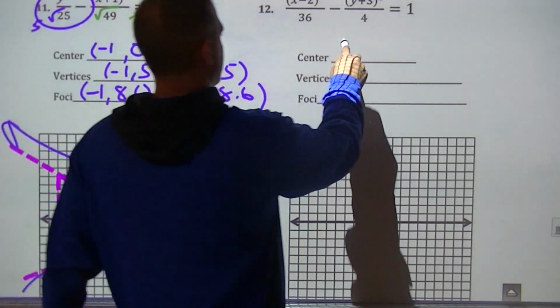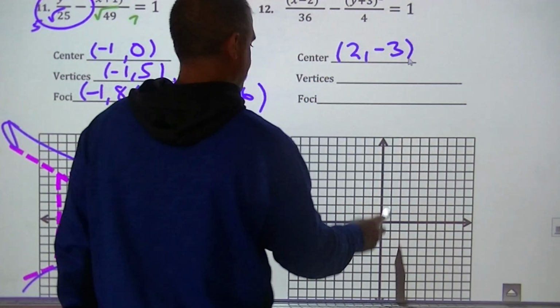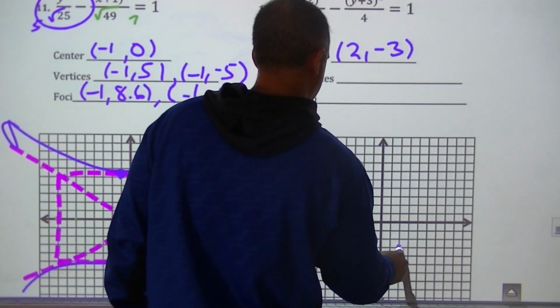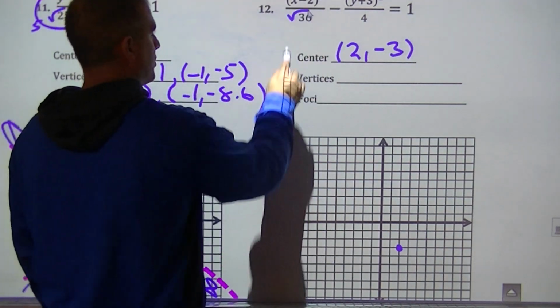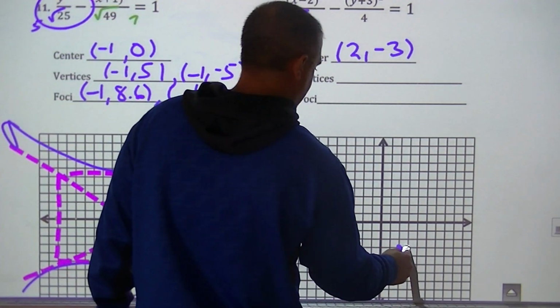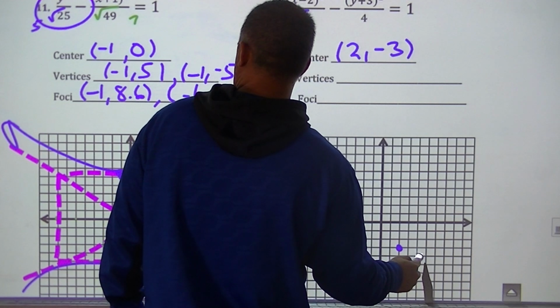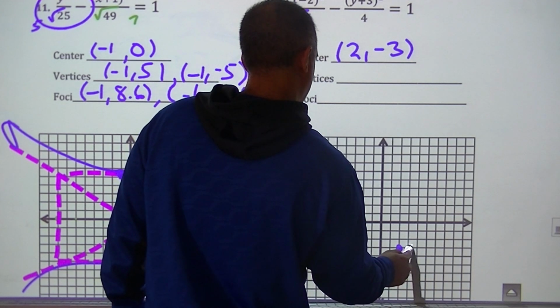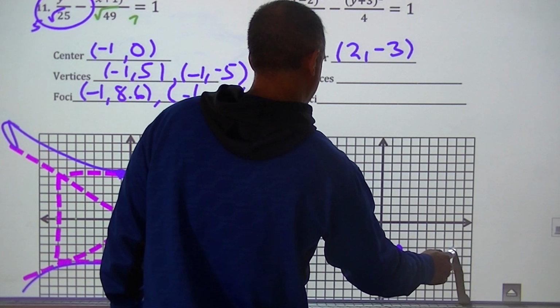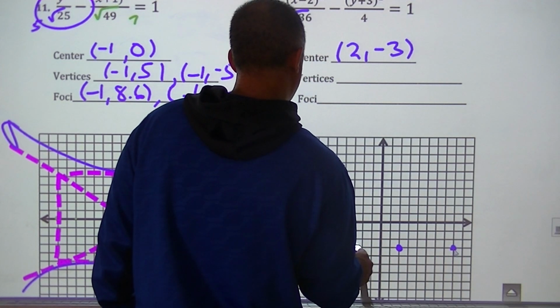This one, my center is 2, negative 3. 1, 2, and 3. So I take the square root of that, which would give me 6. And since it's underneath x, it's x direction. 1, 2, 3, 4, 5, and 6.